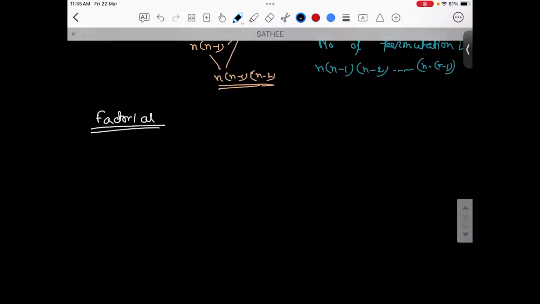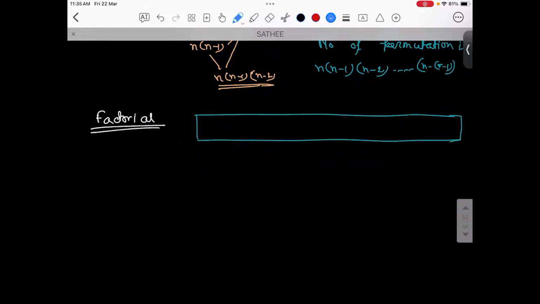In that case, we have n boxes, right? Because we have n choices. We want to pick n many elements. So how many boxes will we have? n boxes, 1, 2, 3 up to n. You can say n vacancies. Okay. Now for this position, how many choices do we have?